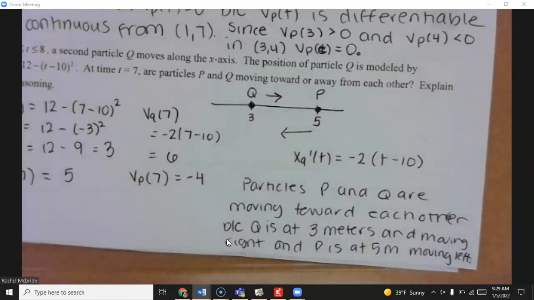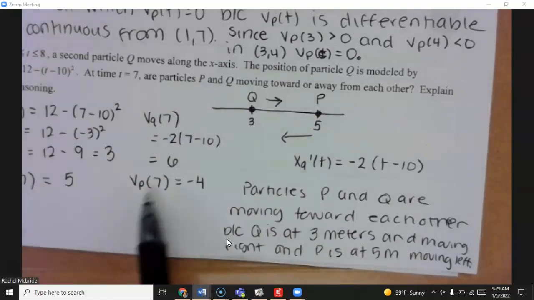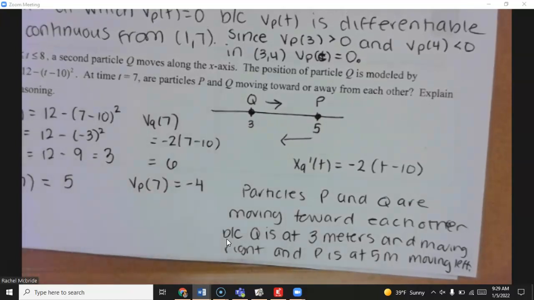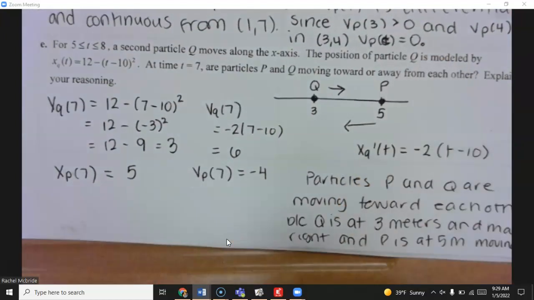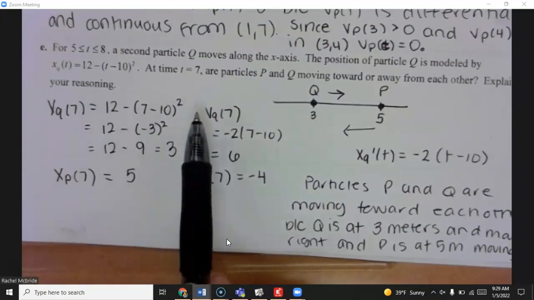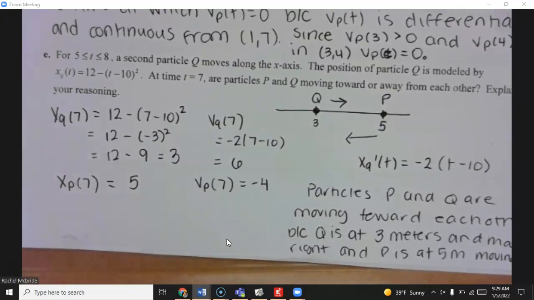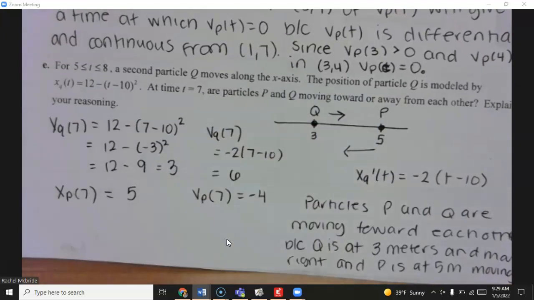Because it's in our work, you can see that it's moving right. Exactly. All of the justifications is in this. That's why you have to be so careful about how you label it. This drawing up here meant nothing. What mattered was x of Q of 7, v of Q of 7, x of P of 7, and v of P of 7. That drawing is more for me to see it myself and for you to see what I was getting at.